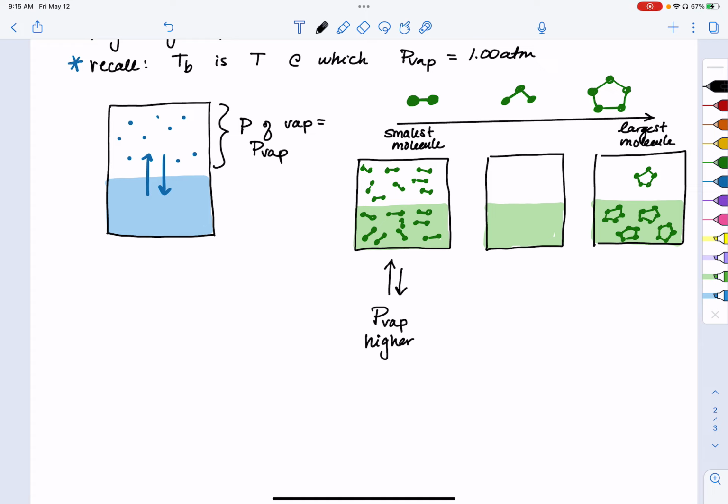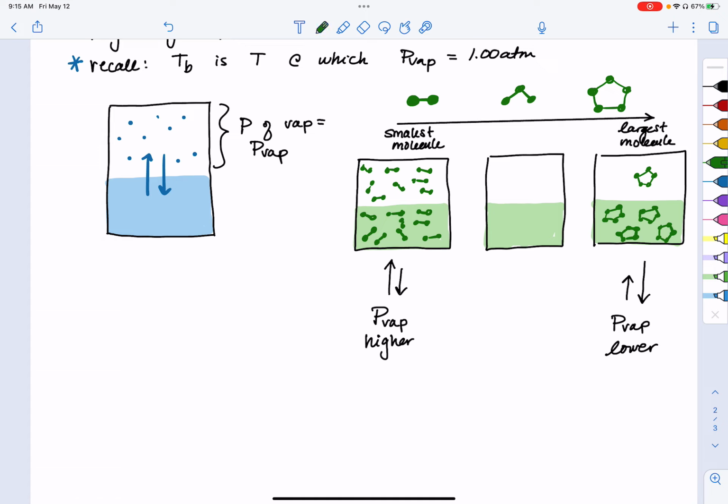So we would say that the trend here favors things staying in the liquid phase. So our vapor pressure is going to be lower. We have fewer particles in the vapor phase, so we have fewer collisions, thus our pressure is going to be lower.